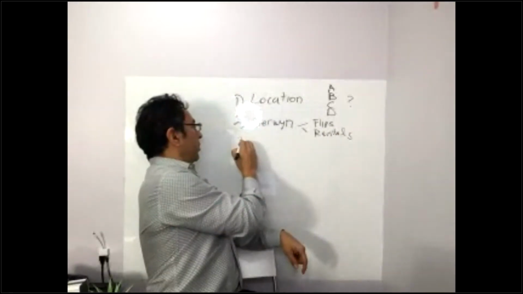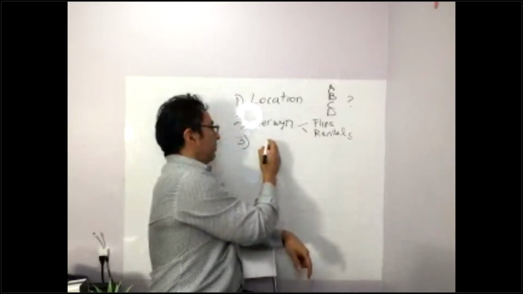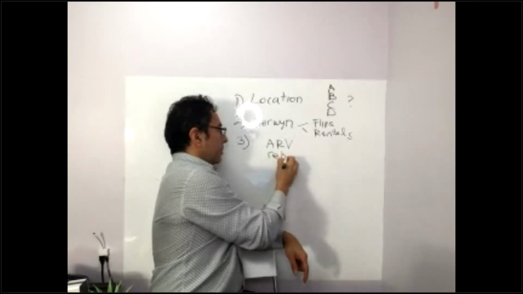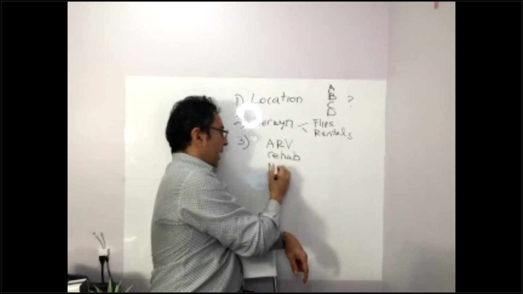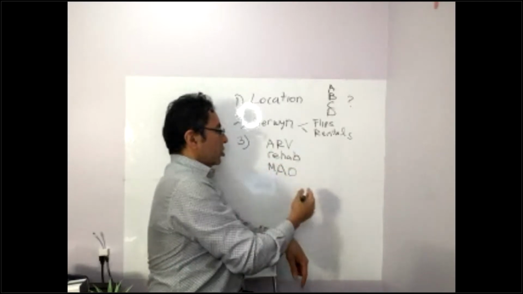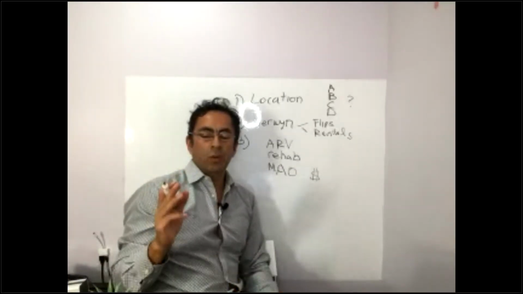And then number three, you need to look at three things: ARV, rehab, and your max allowed offer. So this is how much are you going to pay for the property? So those are the three things that you need to take into account.